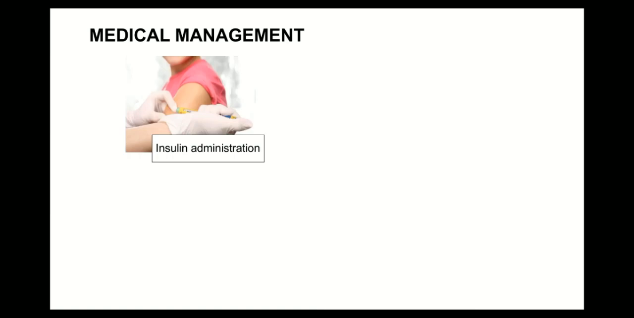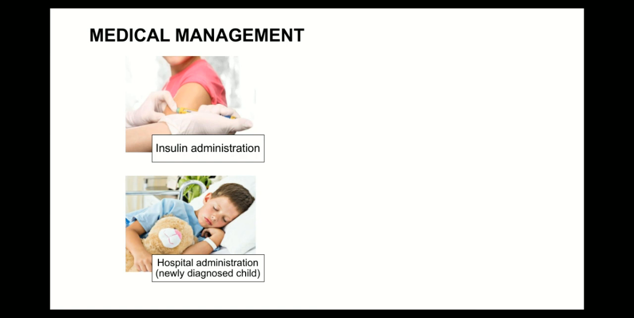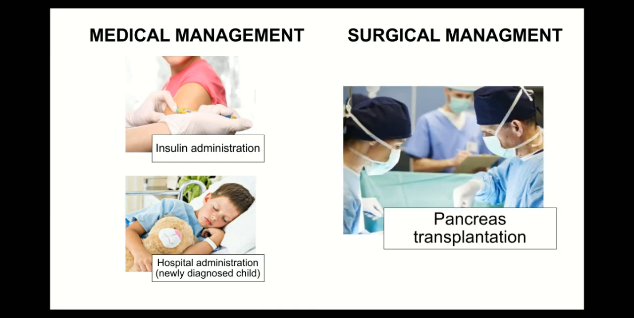Now let's go to medical management. For medical management, a child with type 1 DM is given insulin, and a newly diagnosed child is immediately hospitalized or admitted to the hospital. For surgical management, there is one, which is pancreas transplantation. Pancreas transplantation is only for children who develop severe kidney disease or arteriosclerosis. So that's all for type 1 DM.